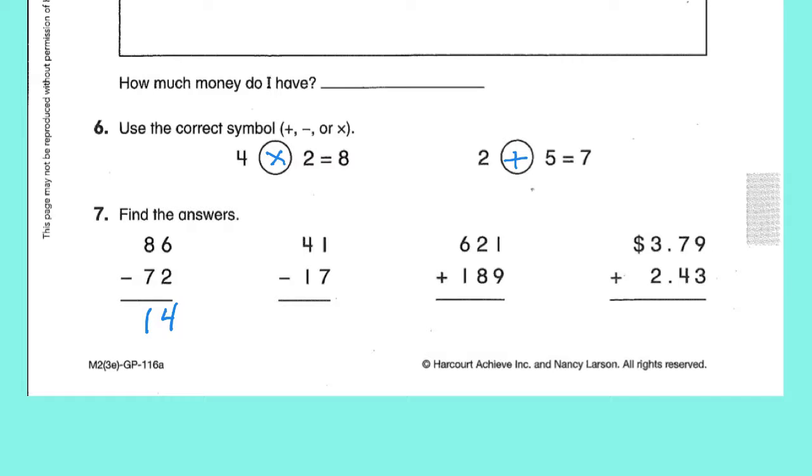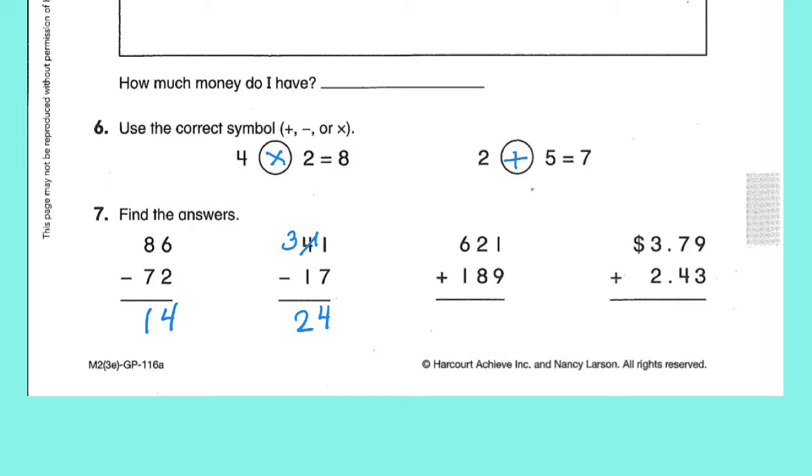41 minus 17. Can 7 take away from 1? Nope, we need to borrow it from the 4. We're going to take 10 away from the 4, bring it over to the 1's column. So now we have 11 minus 7, which equals 4. 3 minus 1 equals 2.